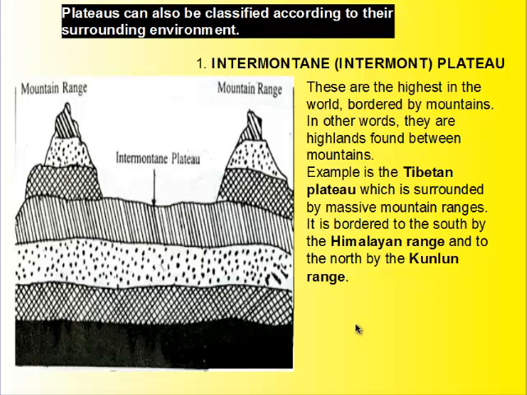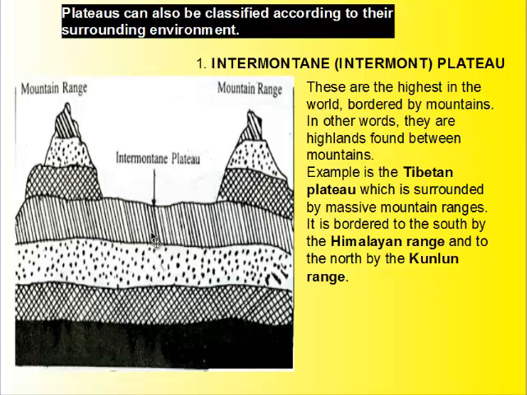And when plateaus are found among mountains or they are bordered by mountains, they are known as intermontane or intermont plateau. These are the highest in the world. Example of such plateau is the Tibetan Plateau. And the Tibetan Plateau is surrounded by massive mountain ranges. It is bordered to the south by the Himalayan range and the north by the Kunlun range.